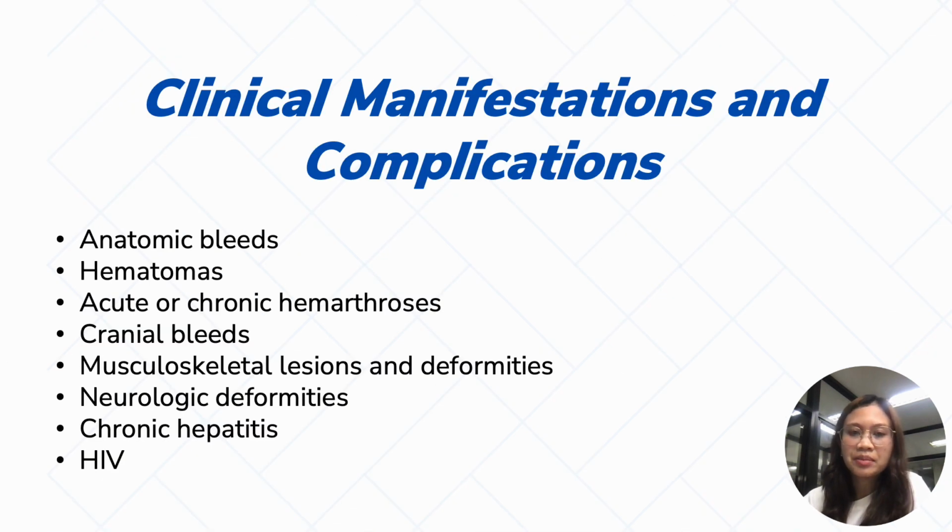Just like other types of hemophilia, factor VIII deficiency exhibits anatomic bleeds, hematomas, and acute or chronic hemarthrosis, which can bring discomfort to the patient as this causes movement to be limited, musculoskeletal lesions and deformities, neurologic deformities due to intracranial hemorrhage, and transfusion-transmittable infections such as chronic hepatitis and human immunodeficiency virus infection due to repeated exposure to blood products.